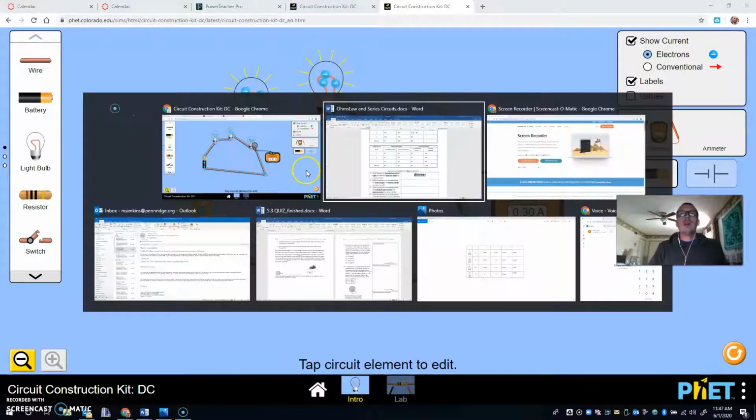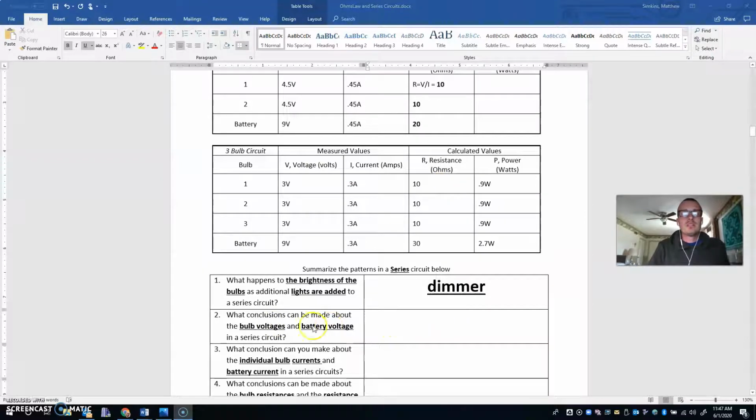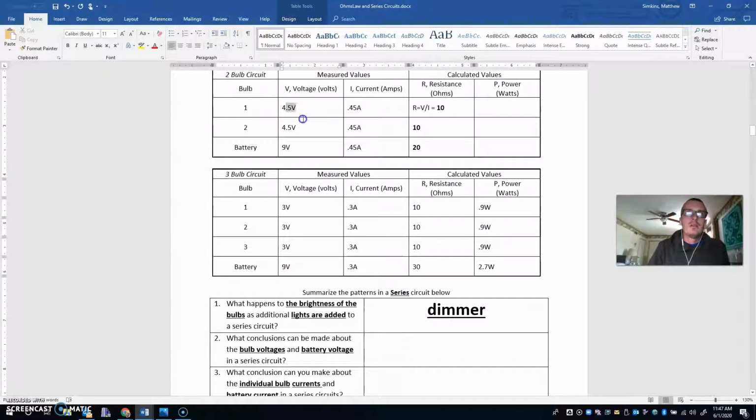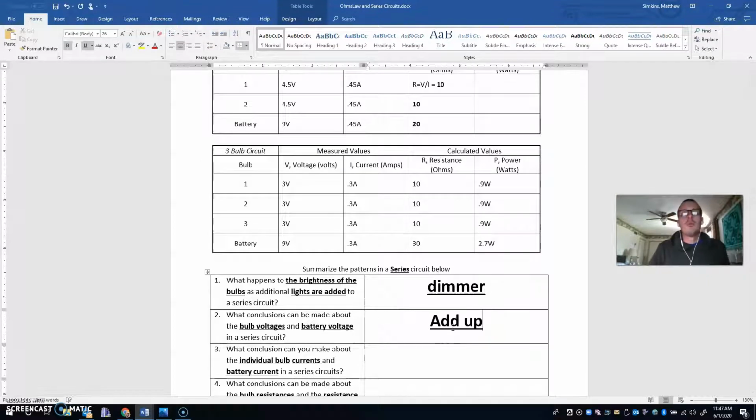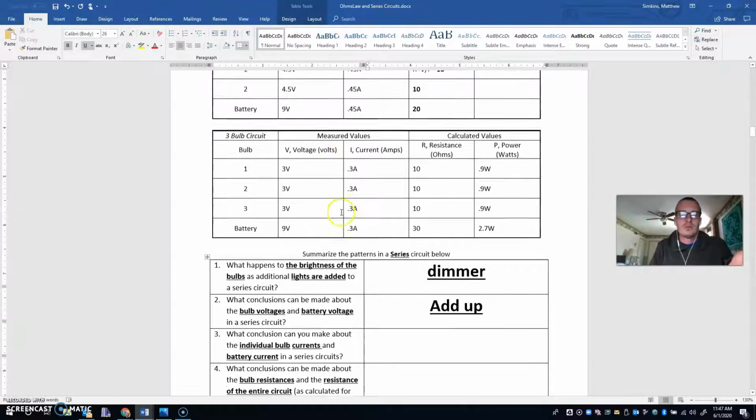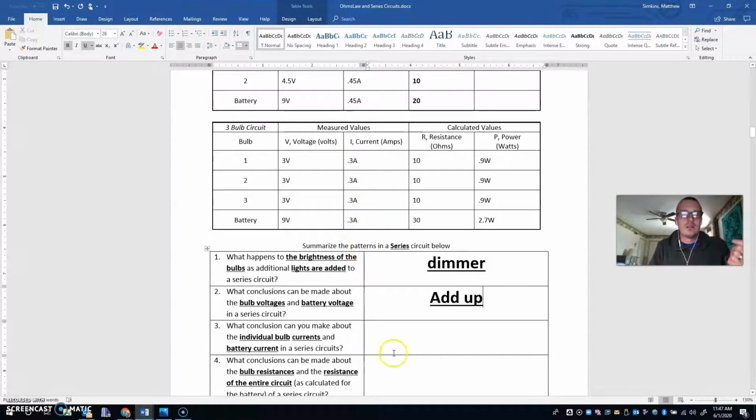All right, so for our summary here, what can you say about the bulb voltage and the battery voltage? Take a look. 3, 3, 3. What's that? Oh, they add up to 9. 4.5 and 4.5. Oh, they add up to 9. So here's what I want to say is they add up. And what we mean by that is the individual bulb voltages have to add up to the total voltage that's used in the circuit.